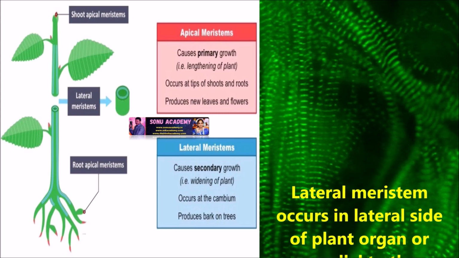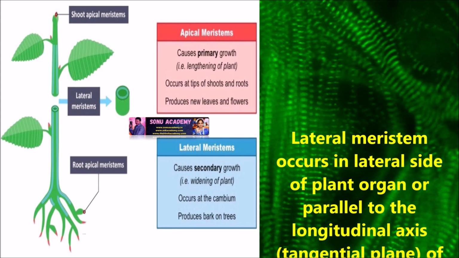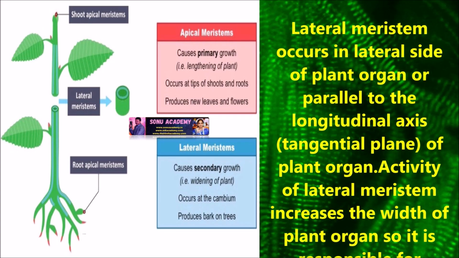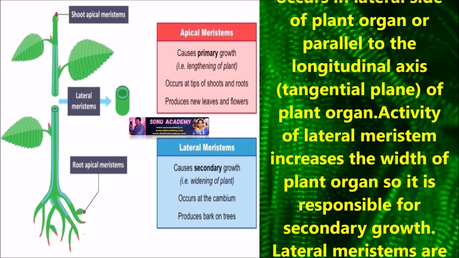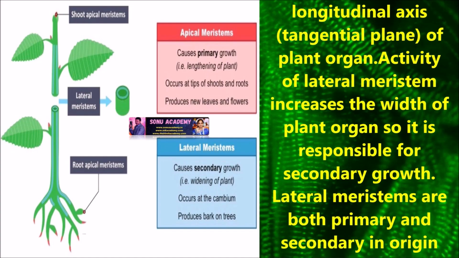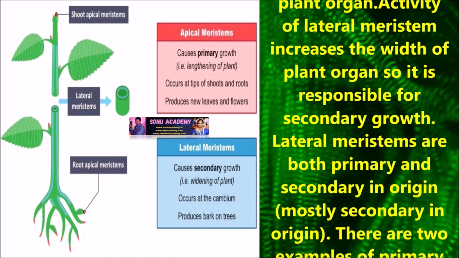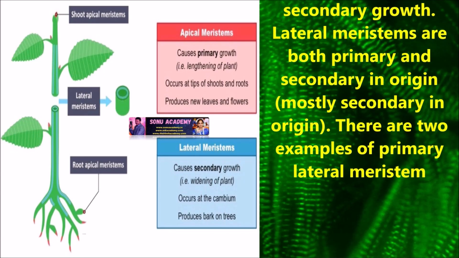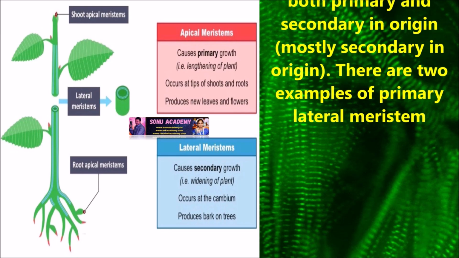Lateral meristem. Lateral meristem occurs in the lateral side of a plant organ, or parallel to the longitudinal axis of the plant organ. Activity of lateral meristem increases the width of the plant organ, so it is responsible for secondary growth. Lateral meristems are both primary and secondary in origin, meaning some are simply secondary in origin.